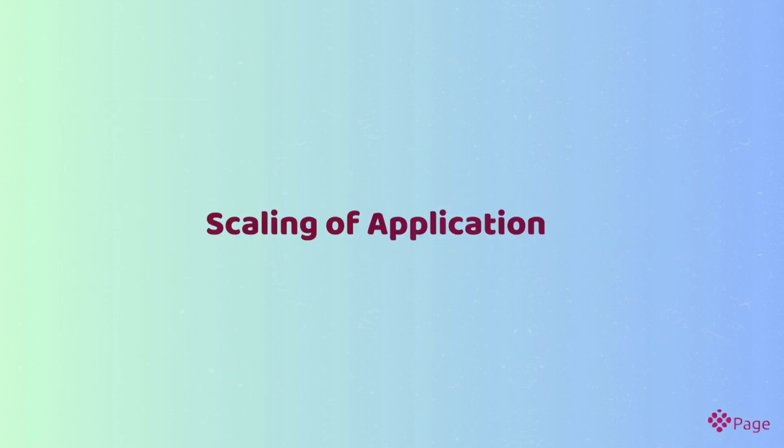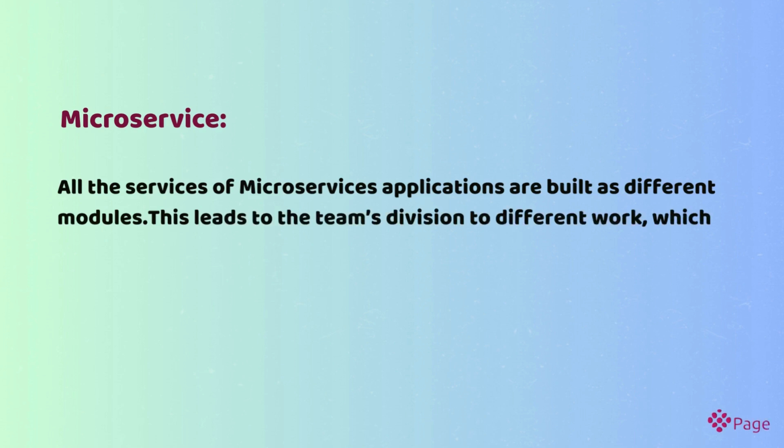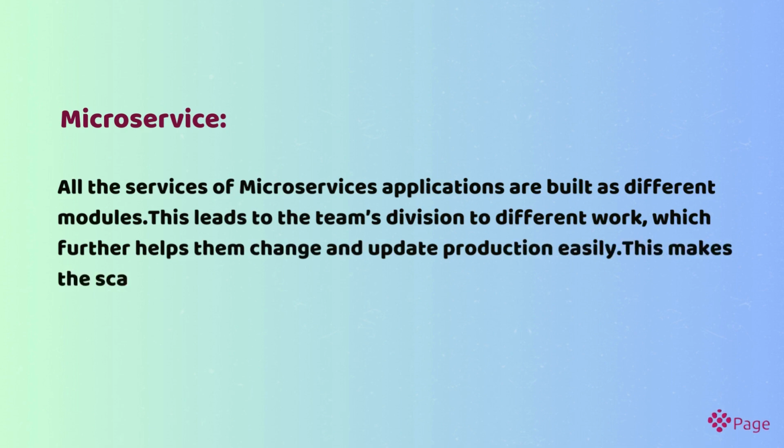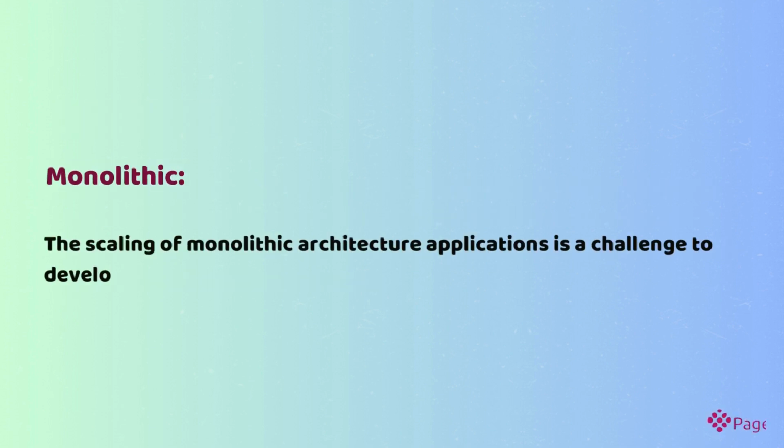Scaling of application. Microservice. All the services of microservices applications are built as different modules. This leads to the team's division to different work, which further helps them change and update production easily. This makes the scaling of application easier. Monolithic. The scaling of monolithic architecture applications is a challenge to developers as it is a single package unit.